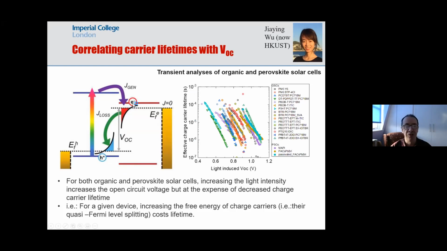And of course, the lifetime is going down because as we store more and more charge in the device, then the likelihood that electrons and holes are going to bump into each other and recombine goes up, which means the kinetics of bimolecular recombination accelerate. And so we have this direct trade-off that the more you try and store energy in these electrons and holes after photoexcitation, the harder it is to extract them because their lifetime is shorter.